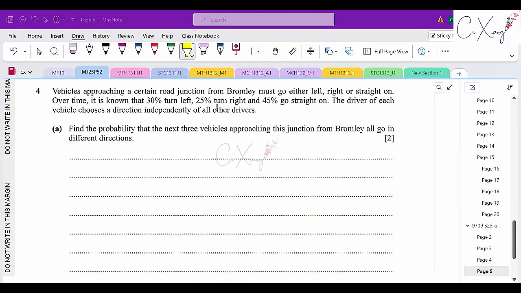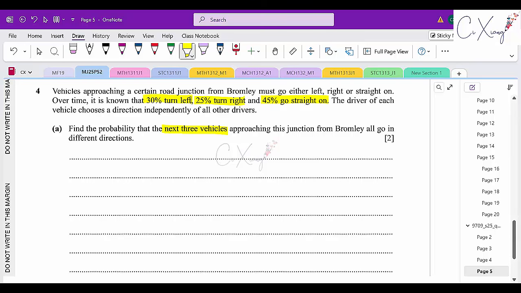Question number 4. We have vehicles approaching a certain road junction that must go either left, right, or straight on. There are 3 options here. Over time, it is known that 30% turn left, 25% turn right, and 45% go straight on. The driver of each vehicle chooses a direction independently of all other drivers, so they are independent cases. Find the probability that the next 3 vehicles approaching this junction from Bromley all go in different directions.